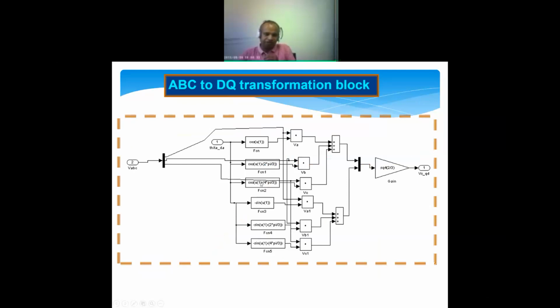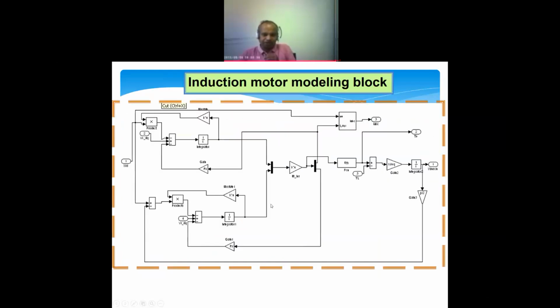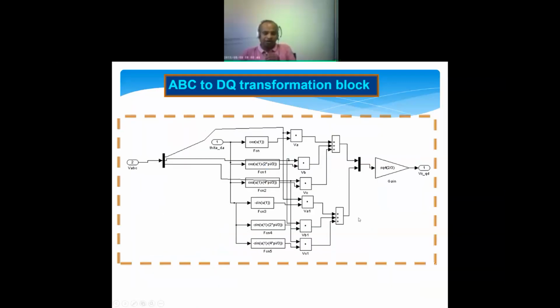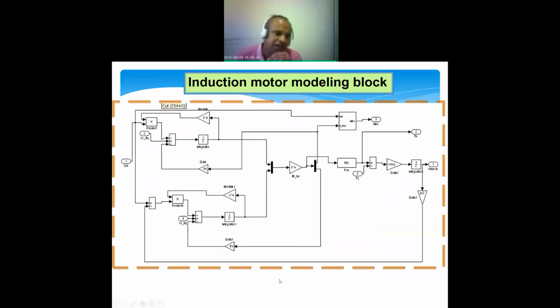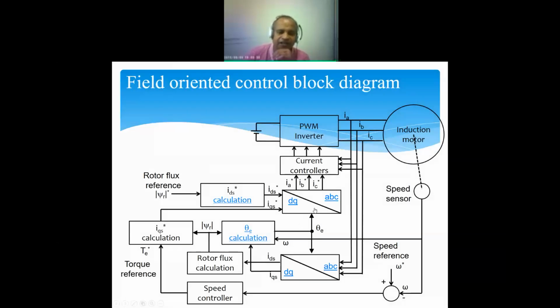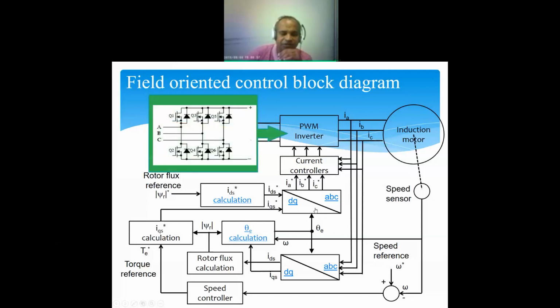Each block you see is very complicated, but still this is one block, this is another block, this is another block. Each block is modeled in this way. There are many systems like this, and you can model complicated systems. This way we can model different power electronics converters.